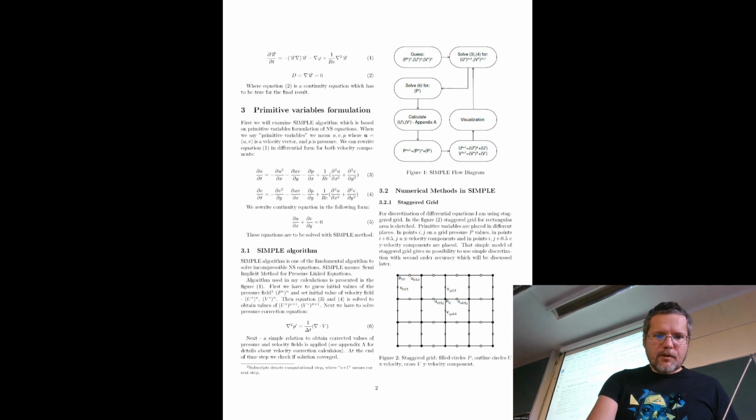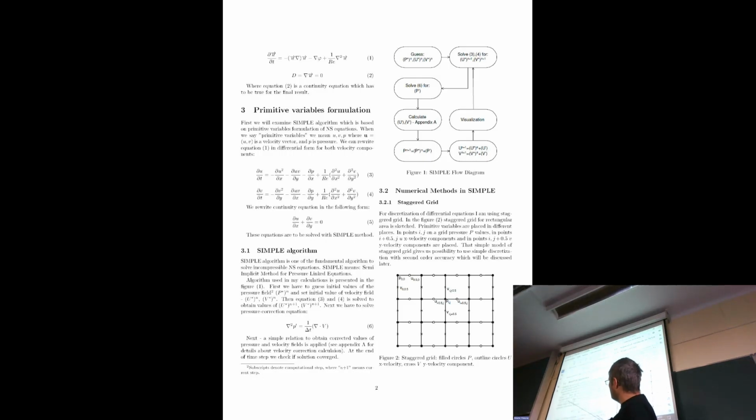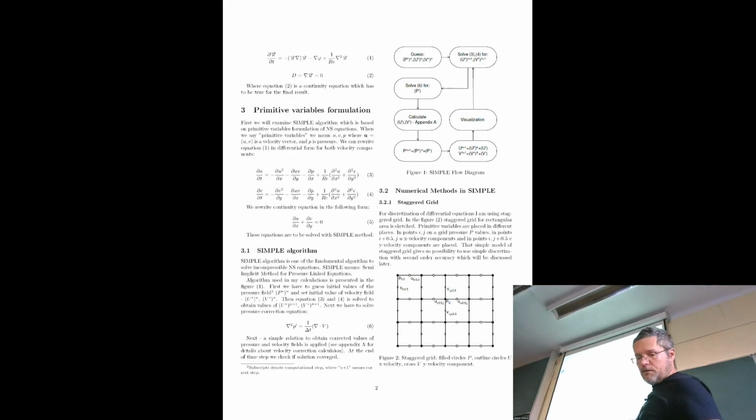And how does it work? So first we have to guess the initial values for the pressure and the velocity fields, and then we solve those two equations 3 and 4. These are the momentum equations, to get the values on the next time step. How to solve them I will show you in a moment. So first we solve those two equations. Then we have the values in the next time step.